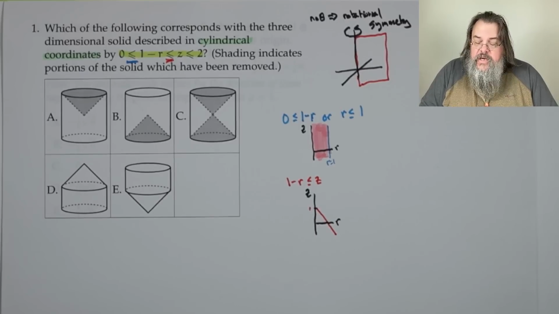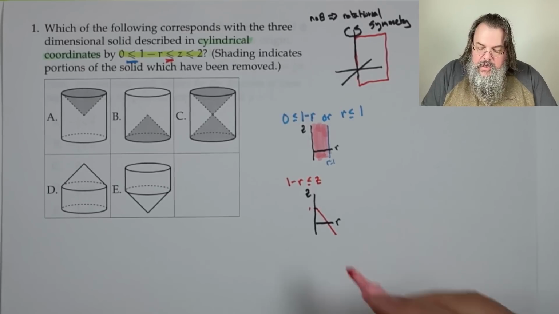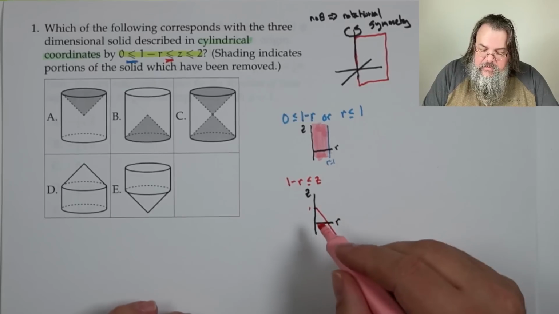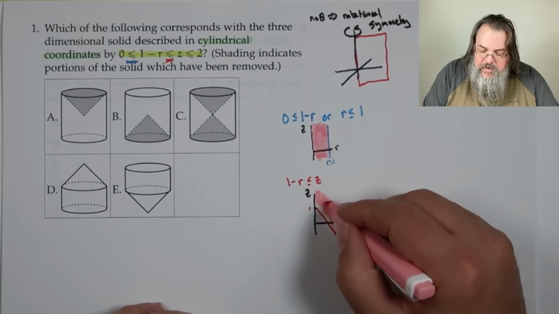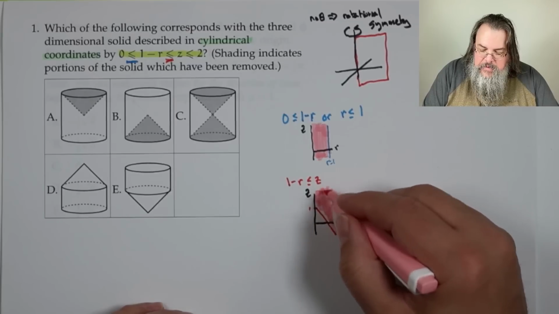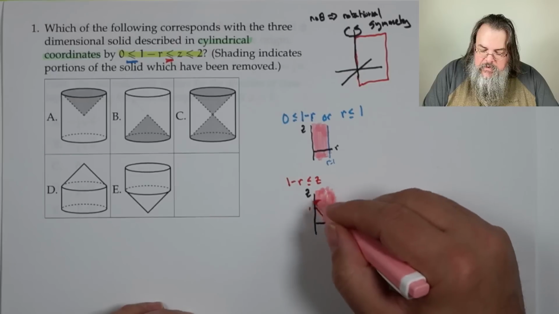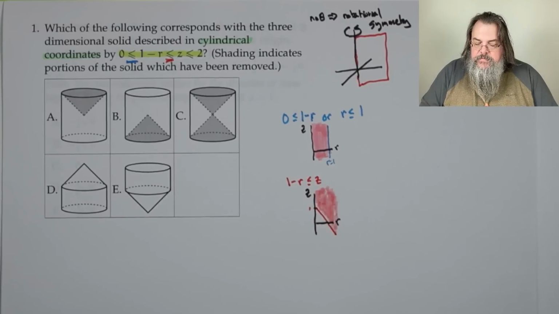Now, which side of the line are we on? That's going to be important. And the answer is, well, we need to be above it, right? So it needs to be above 1 minus r. So we're on the top side. All right, so we're up here. Okay, so that's that condition.